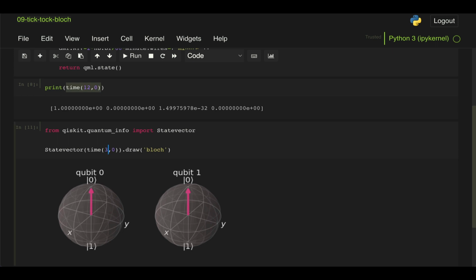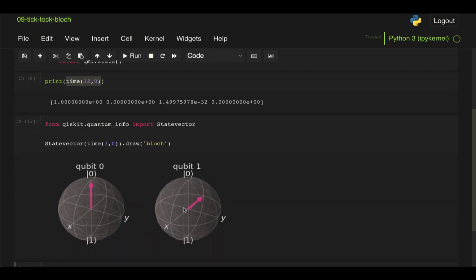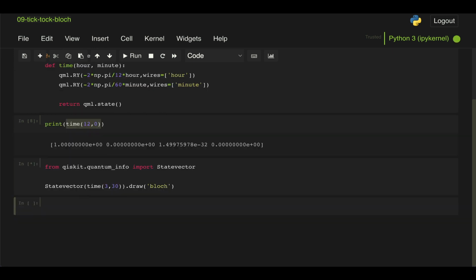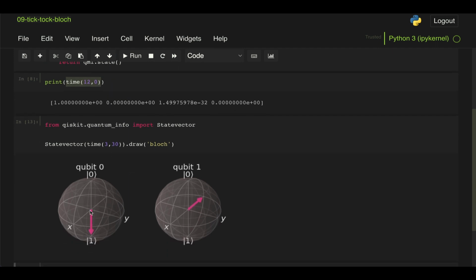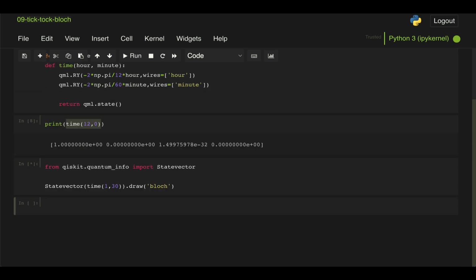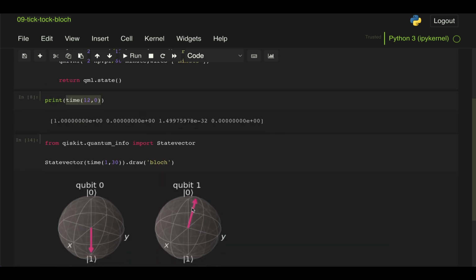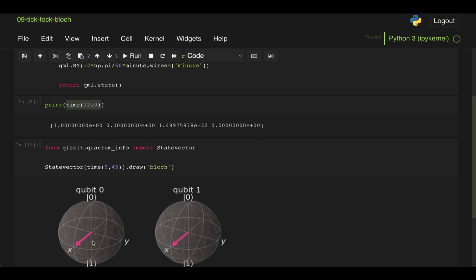Let's say 3 o'clock, it will be the hours pointing in the state minus, and minutes pointing in state 0. And then we can do the same thing for 3:30. Now the minutes are pointing down, so 3:30 will be pointing in the right direction in this clock. And we can try different things, like 9:45 should both point in the plus state.